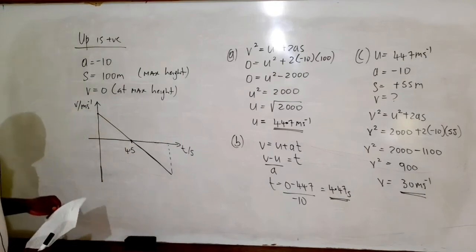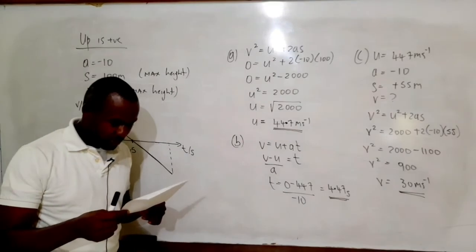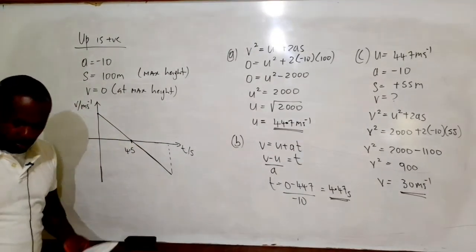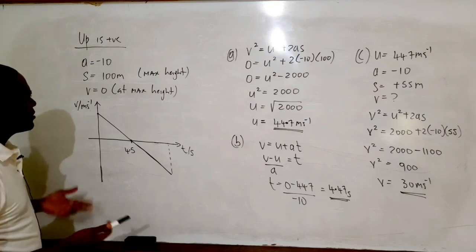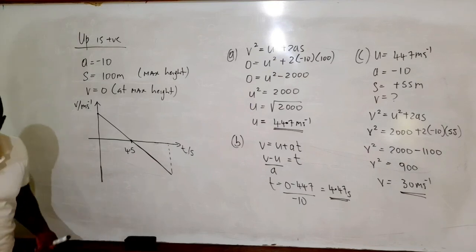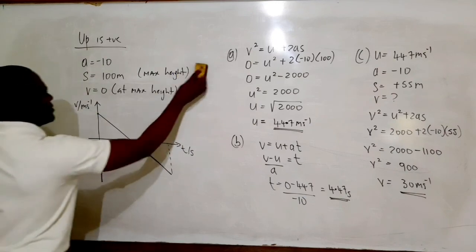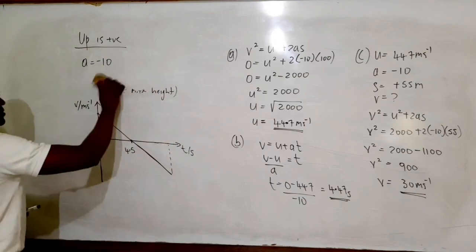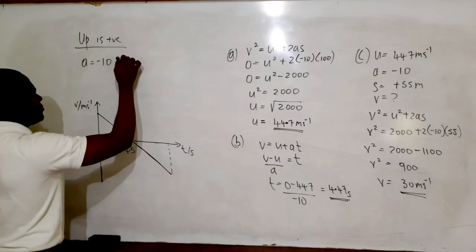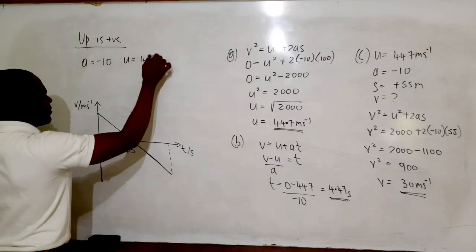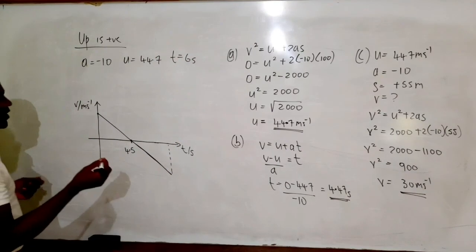There's one last part of the question. We're asked to find the height of the arrow 6 seconds after firing. So we have our information from before. A is still equal to minus 10. This no longer applies. So A equals minus 10, U is equal to 44.7, and now we have T equals 6 seconds. And I want to find its height 6 seconds after firing.